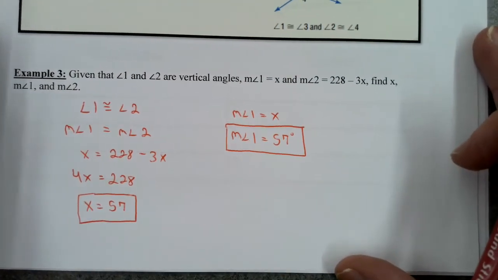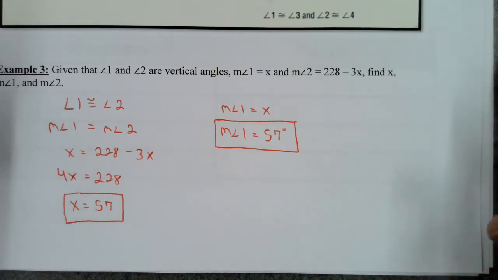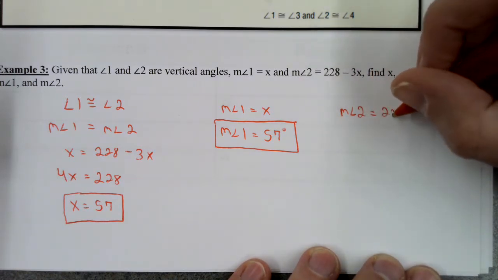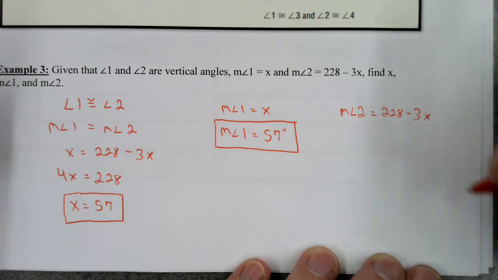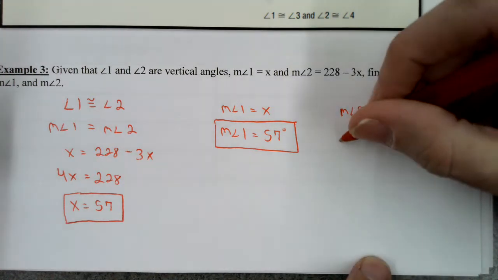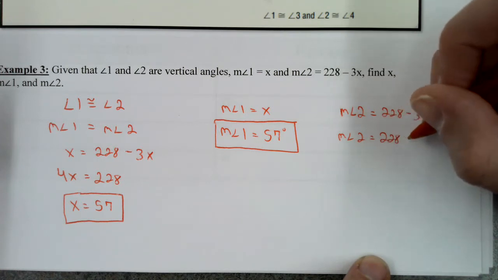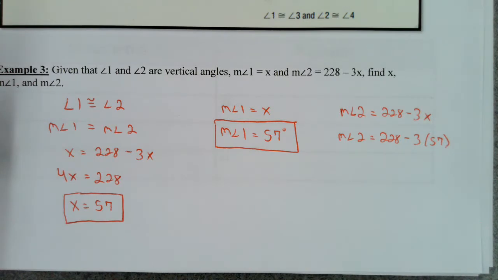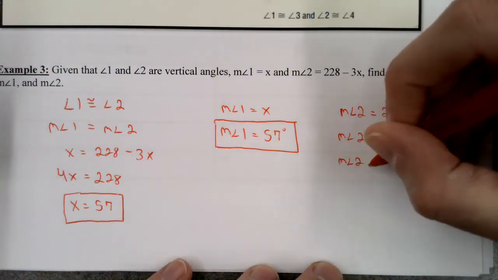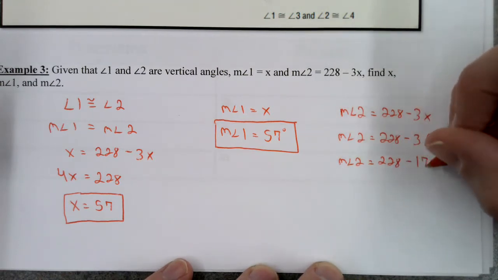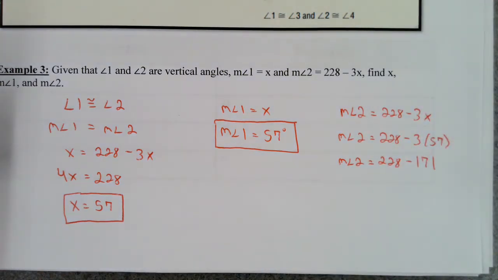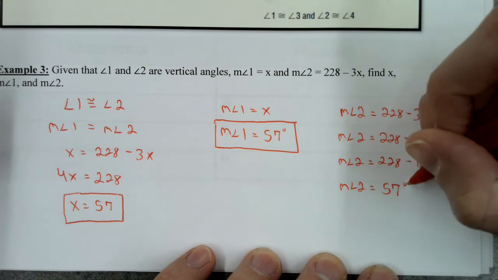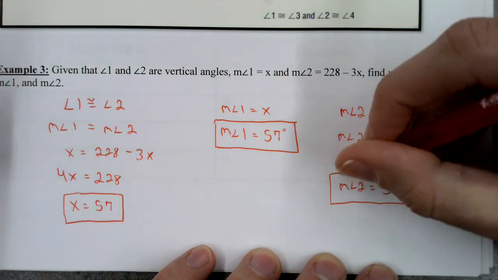And now the measure of angle 2, well, you should know it should be the same as the measure of angle 1, but let's just do it out just to be absolutely positive we got it right. So 228 minus 3x. So 228 minus 3 times 57. 3 times 57 is 171. 228 minus 171 gives you 57 degrees. Good. It's the same as the measure of angle 1. That's what should happen because they're vertical angles, so they're congruent. So their measures should be the same.